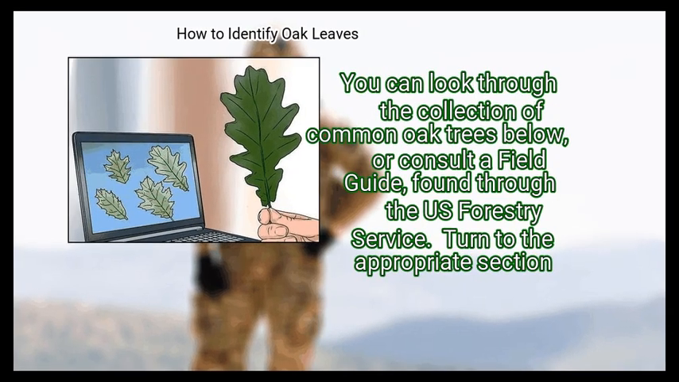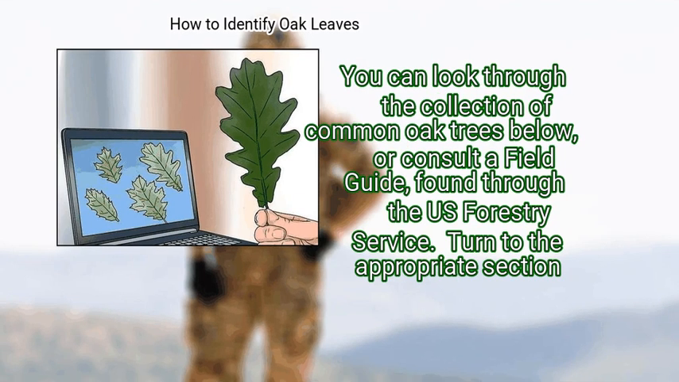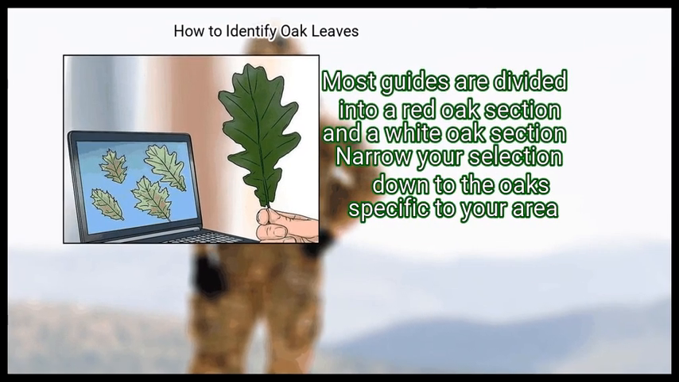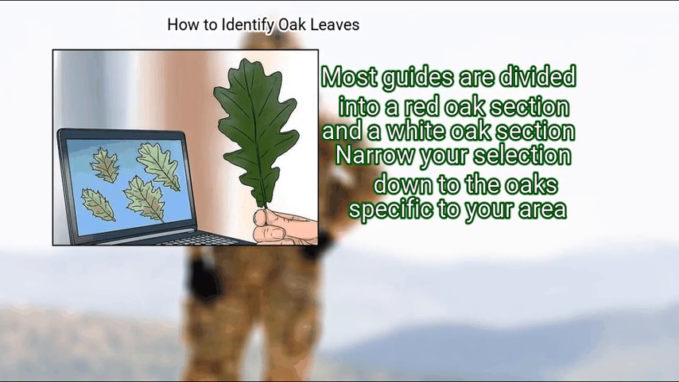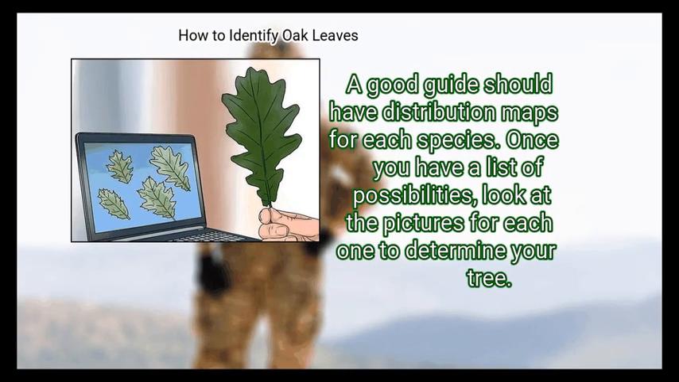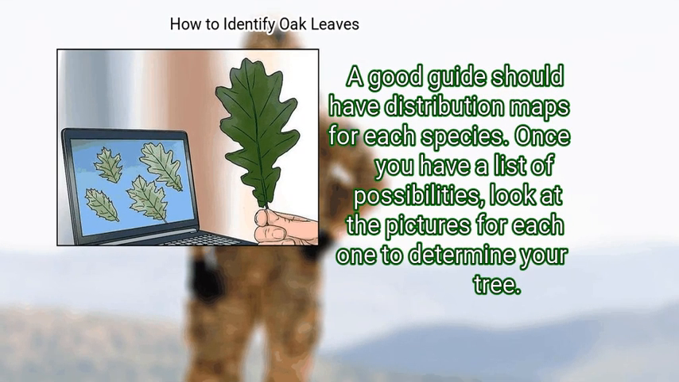You can look through the collection of common oak trees below, or consult a field guide found through the U.S. Forestry Service. Turn to the appropriate section. Most guides are divided into a red oak section and a white oak section. Narrow your selection down to the oaks specific to your area. A good guide should have distribution maps for each species. Once you have a list of possibilities, look at the pictures for each one to determine your tree.